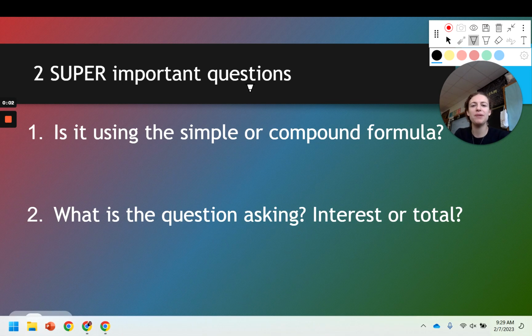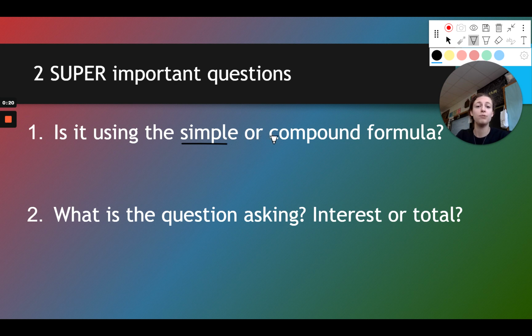Hey everybody, today we're going to be reviewing simple interest and just wanted to quickly remind you that there's two super important questions that we're going to have to ask ourselves, whether it's simple interest or compound interest, and that's the following. First thing we need to ask ourselves is: is it using the simple or compound formula? We will know this because the problem will say simple or the problem will say compound, so be on the lookout for one of those two words.